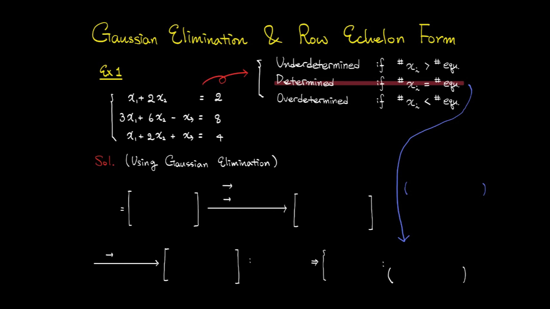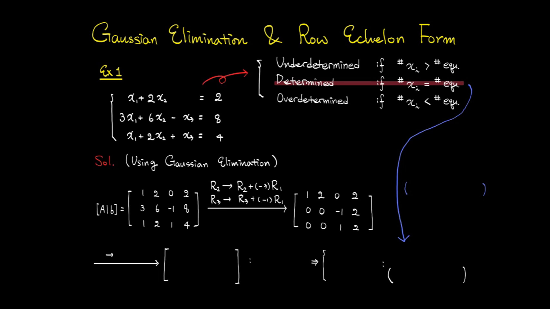First, this is the augmented matrix of this linear system. Using the elementary row operation 3, change the second row by adding minus 3 times the first row to it. And change the third row by adding minus 1 times the first row to it. Then we obtain the following matrix.